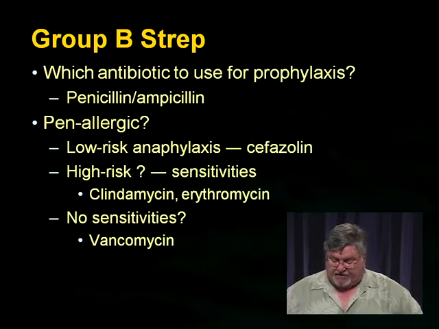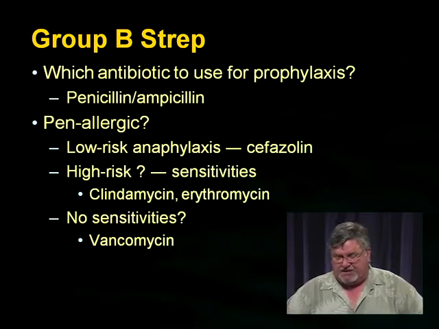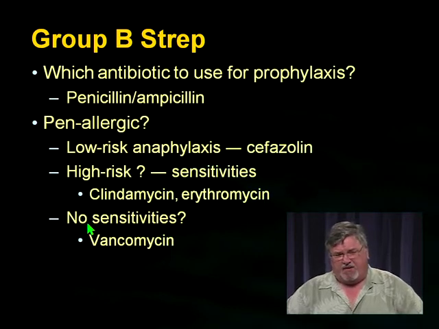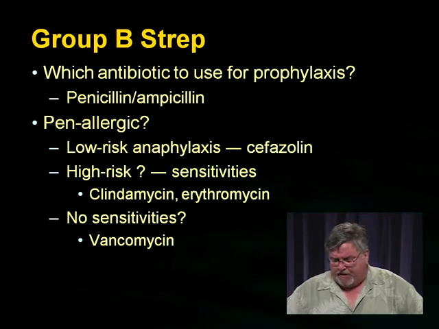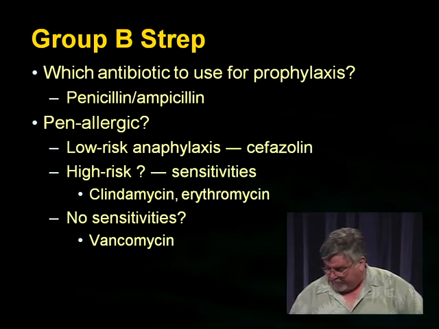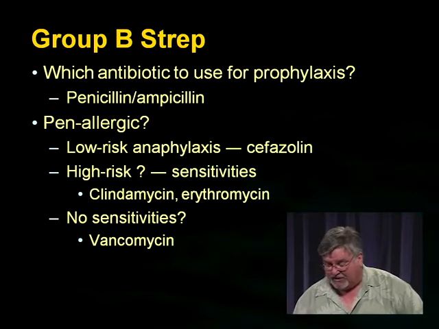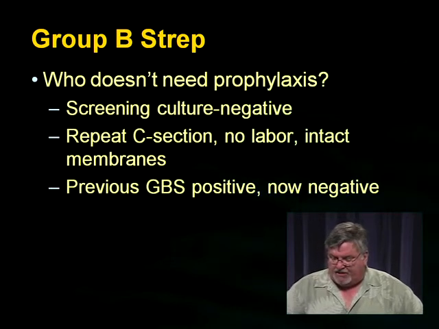Notice that it says if she's high risk, she needs to have sensitivities. I'm here to tell you that I've never seen sensitivities run on group B strep, period. And generally, most women just get vancomycin. That's a clinical observation.